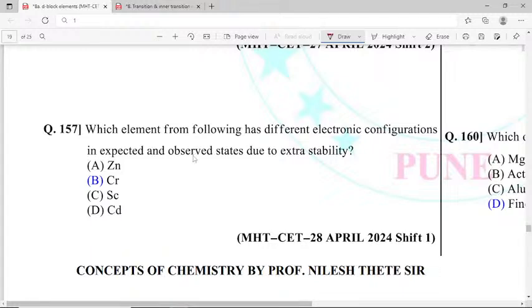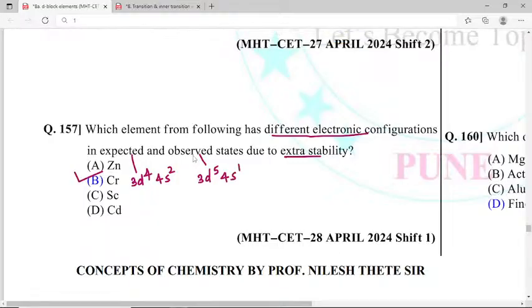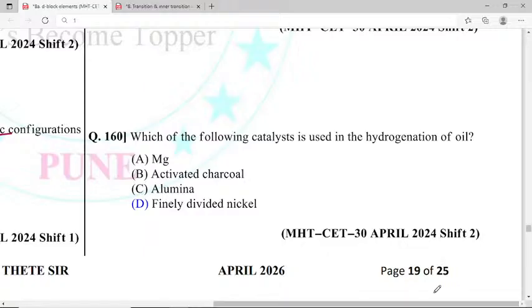Which element from the following has a different electronic configuration expected and observed due to extra stability? Chromium. Expected as 3d4 4s2, and observed as 3d5 4s1. Expected is theoretical, observed is experimental. So expected and observed are different. Chromium is the answer.